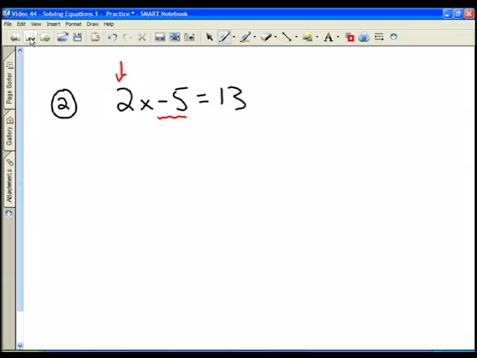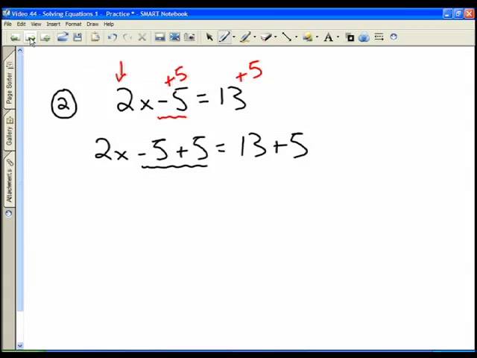So the sign directly in front of the 5 is a minus. It says minus 5. In order to get rid of a minus 5, we have to add 5. And so we add 5 to both sides of this equation. Now, in mathematics, usually we don't write 2x minus 5 plus 5 is equal to 13 plus 5. Usually we don't write this part, because we know that minus 5 plus 5 is going to equal 0. If you feel comfortable writing it, that's fine.